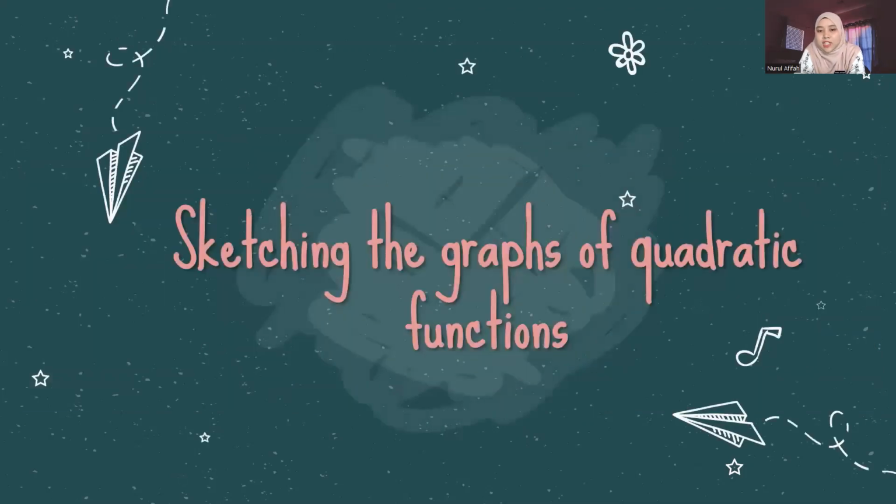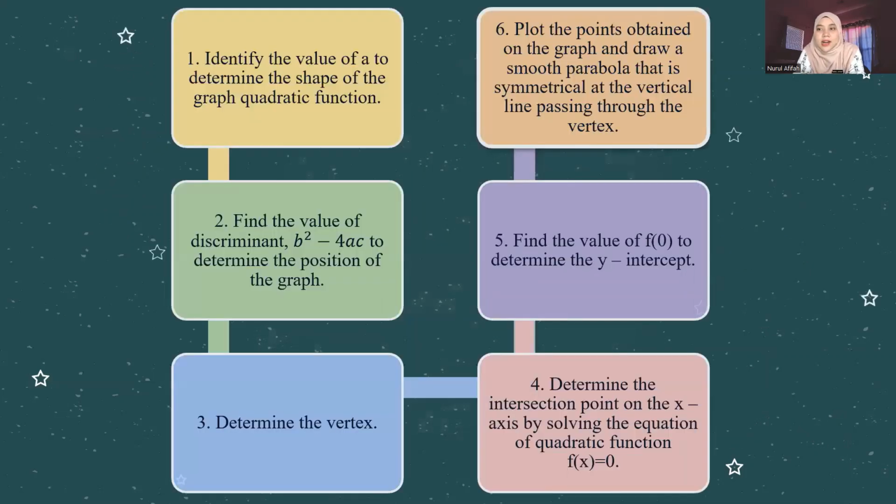Next, we'll move to sketching the graph of a quadratic function. There are 6 steps to find and sketch the quadratic function. The first step is we must identify the value of a to determine the shape of the graph of the quadratic function, either the a is negative or positive. Then second, find the value of the discriminant, which is b squared minus 4ac, to determine the position of the graph. We have three discriminants just now, right? And then the third is to determine the vertex.